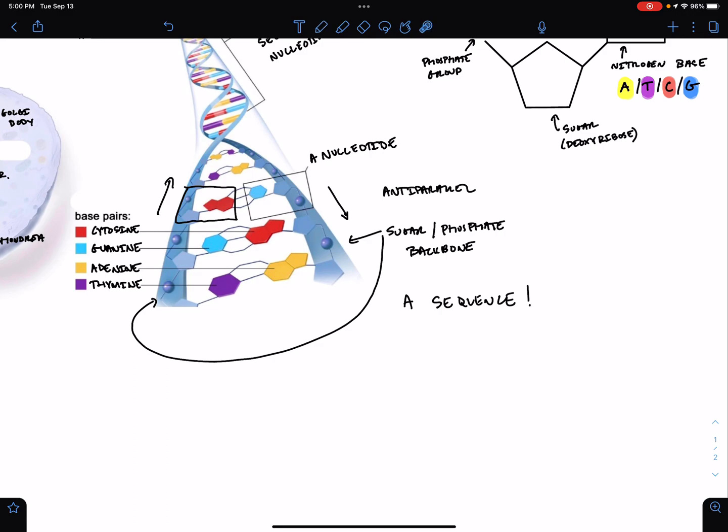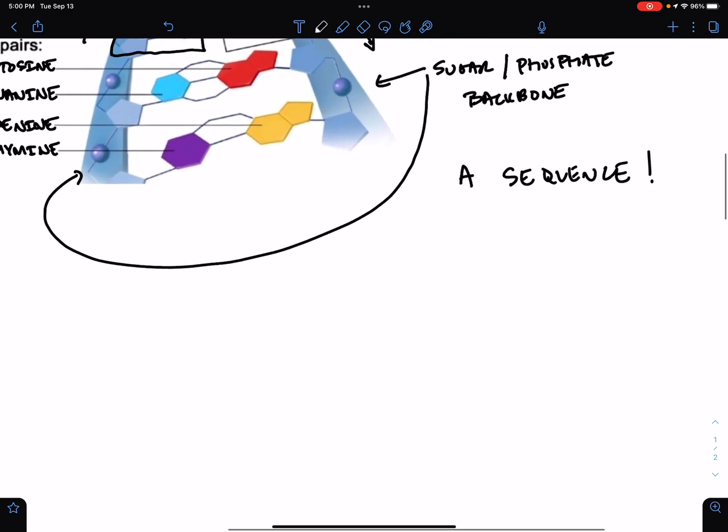And the order of A's, C's, T's, and G's is important. It has a meaning, just like the letters in these two words, a sequence, have meaning. If I took the letters and scrambled them up and rearranged them, they would mean something else, or they might not mean anything at all. The same is true of nucleotides of DNA. The order of the nucleotides is a code, and that's why we call DNA our genetic code.